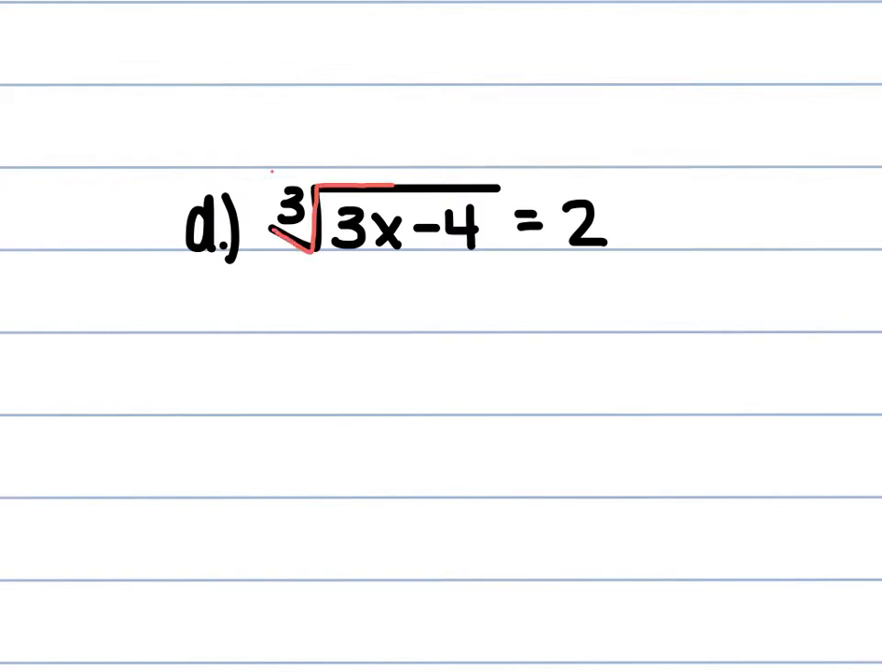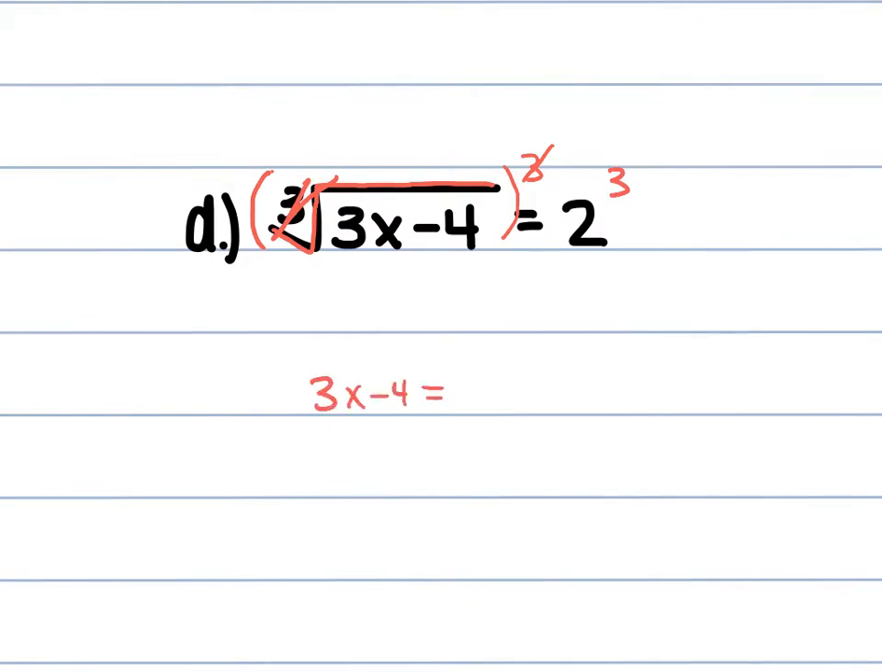We're going to take it to the third power because notice that the radical is all by itself. There's nothing else over there with it. It's already by itself. There's nothing being added, subtracted, multiplied, divided over there. So what we're going to do is just start by cubing it because cubing it gets rid of the cube root. But whatever I do to one side, I have to do to the other. So we get 3x minus 4 is equal to 2 cubed.